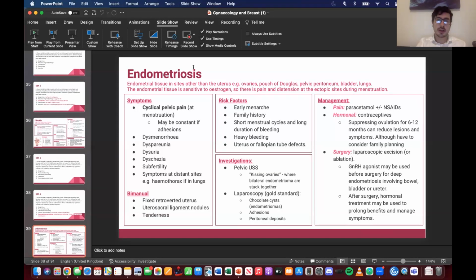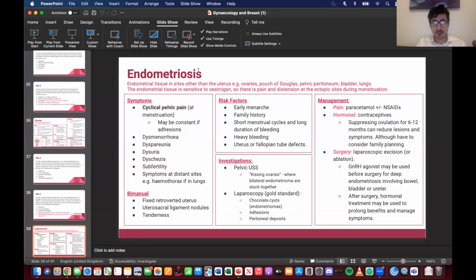Endometriosis is a very high yield condition, and it happens when endometrial tissue implants itself into ectopic places. So this is places other than the uterus, where it's meant to be. This can include the fallopian tubes, the ovaries, the pouch of Douglas, generally the pelvic peritoneum, and the bladder. Endometrial tissue is sensitive to estrogen, just like fibroids were. So when menstruation occurs, it will also occur in this ectopic endometrial tissue, and as a result, there'll be pain or distension at these ectopic sites.